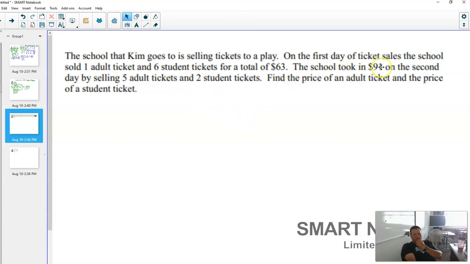So like first day of ticket sales, they sold one adult and six students. So I would go like the X would be the adult tickets and the student tickets would be Y. So this would be 1X plus 6Y equals 63. And then the second day they took in 91 and sold 5 adults. And so this would be 5X plus 2Y equals 91. And then you can do your RREF with that.